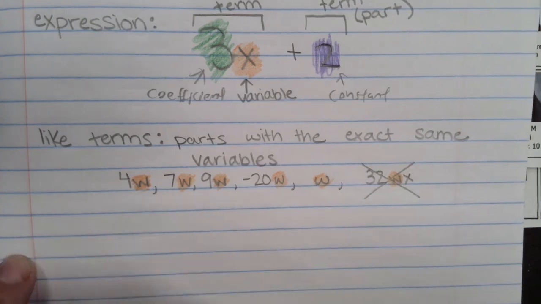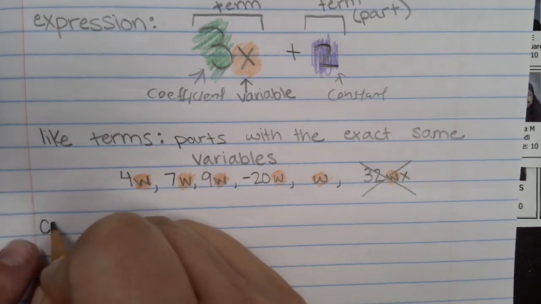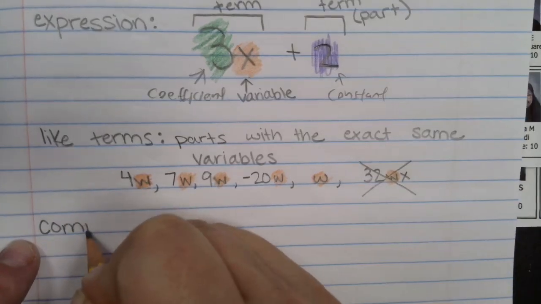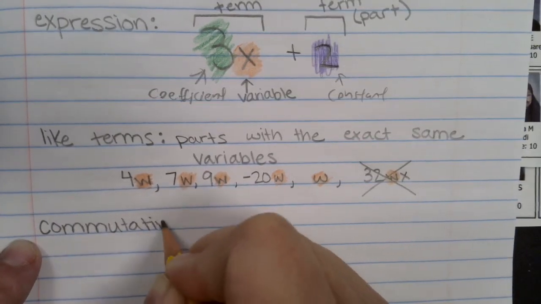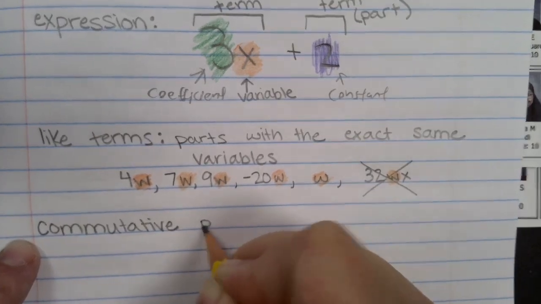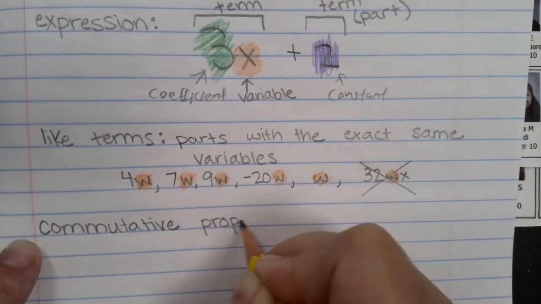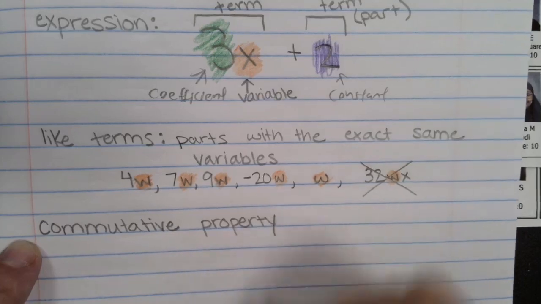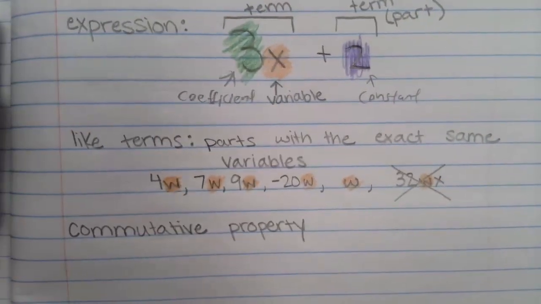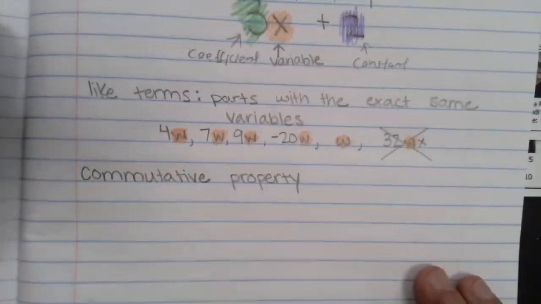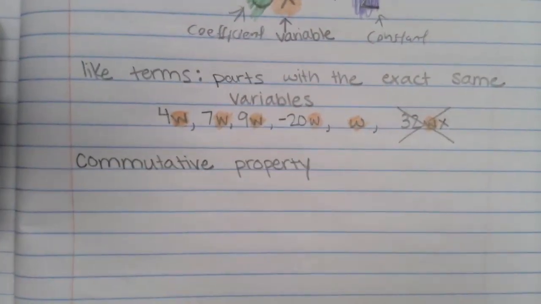All right, next up we got commutative property. That's 2 words. Okay, commutative property. It's kind of a long word, so take your time writing that down. Make sure you get it written down nicely.